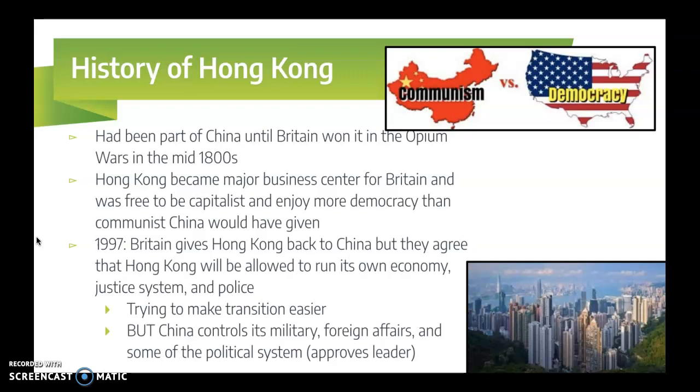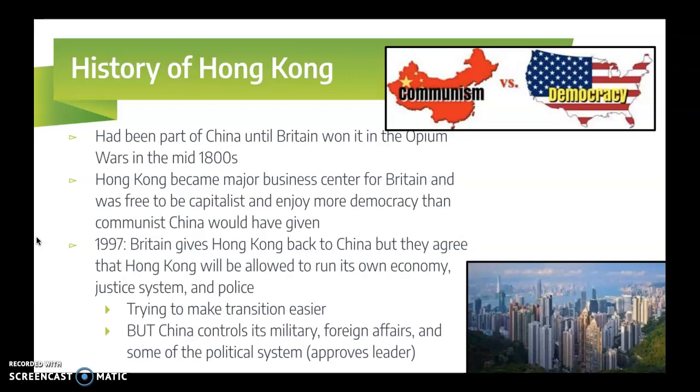So in Hong Kong at this time, they're very used to being a democratic, capitalist center for Britain, and they get a lot more democracy than communist China would have given them, because generally when we think about political systems and government systems, we see communist places as more of dictatorships, which we learned about earlier in the semester. In 1997, however, Britain ends up giving Hong Kong back to China.